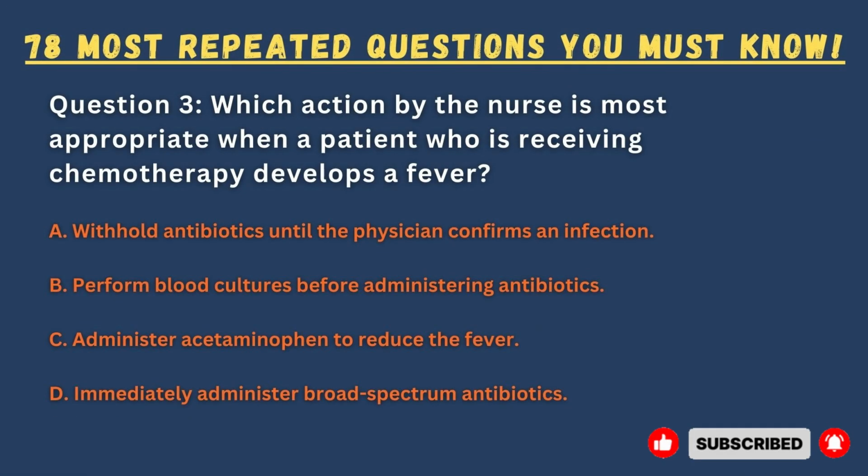Question 3. Which action by the nurse is most appropriate when a patient who is receiving chemotherapy develops a fever? A. Withhold antibiotics until the physician confirms an infection. B. Perform blood cultures before administering antibiotics. C. Administer acetaminophen to reduce the fever. D. Immediately administer broad-spectrum antibiotics.